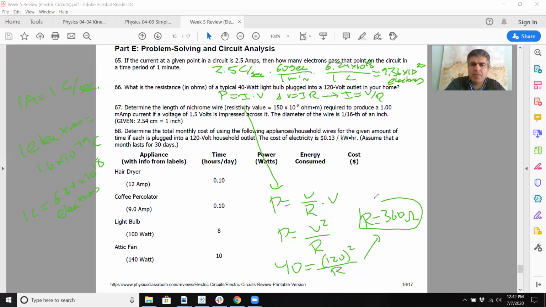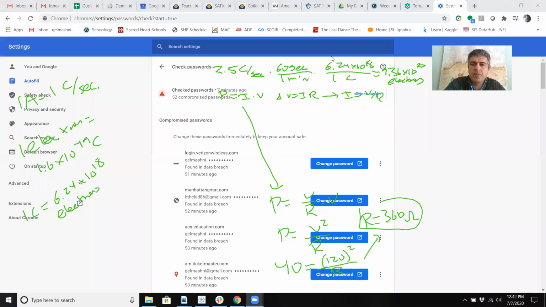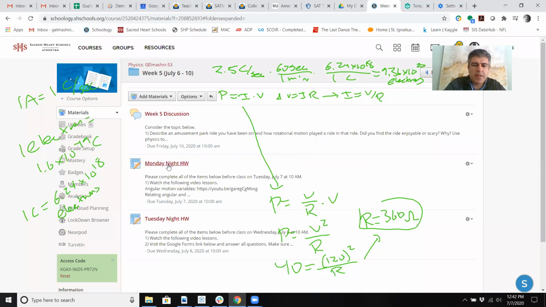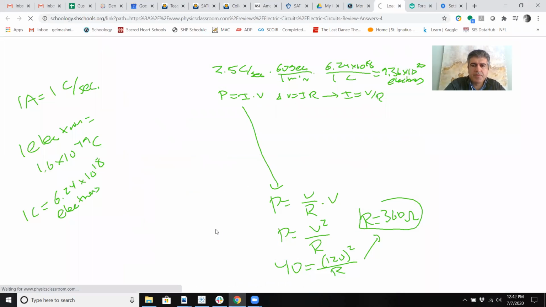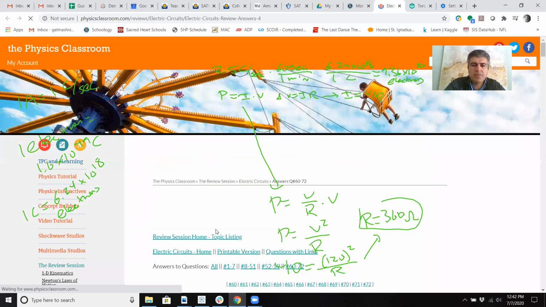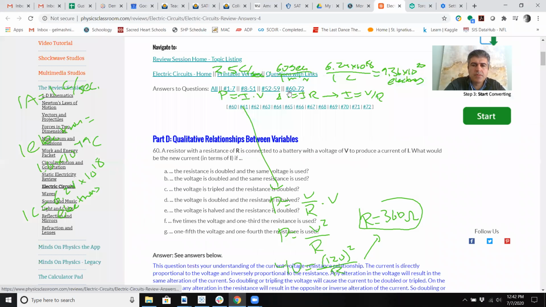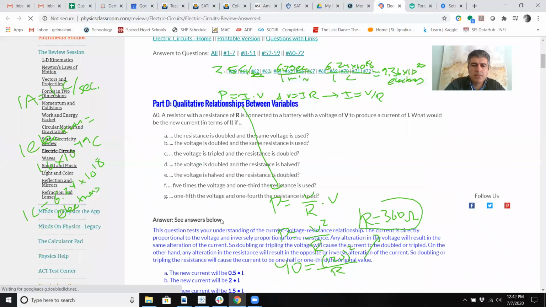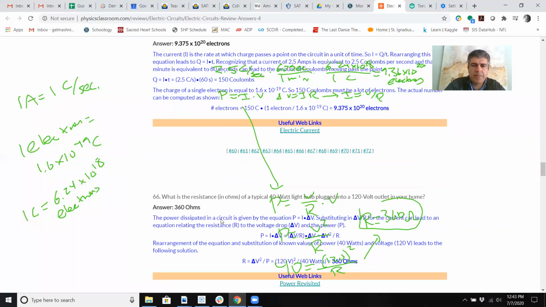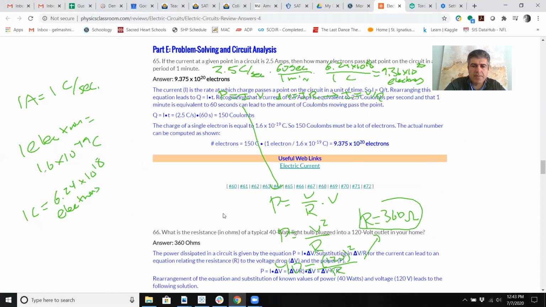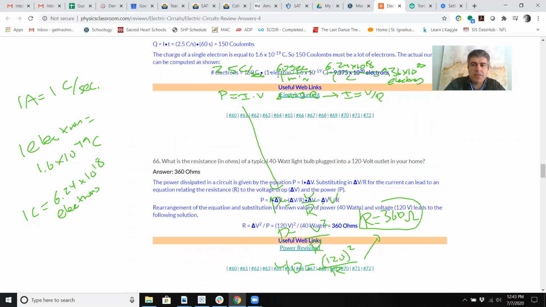Any questions about 65 and 66 so far? Nope. And again, if you go to Schoology and click on this and click on that, you can see they have all the worked out solutions there for all that stuff. So let's keep moving.